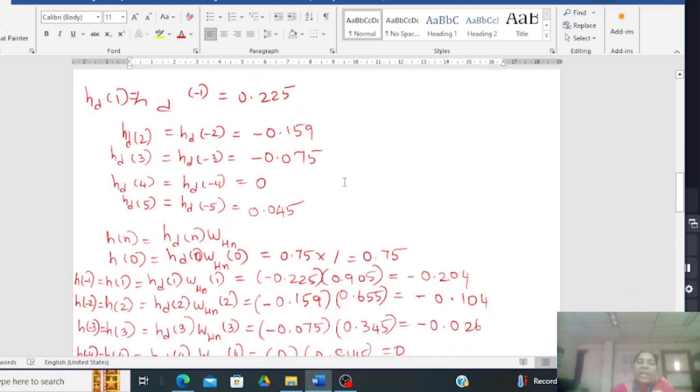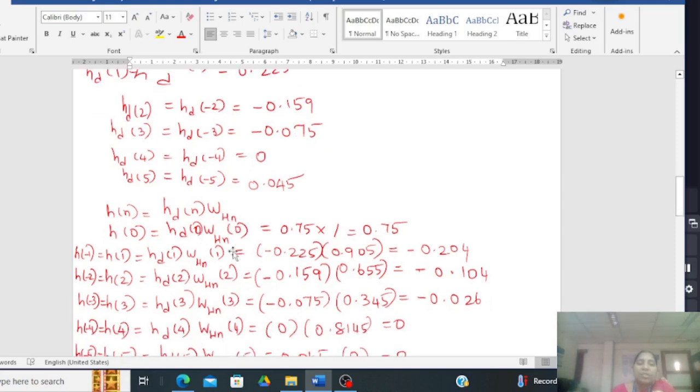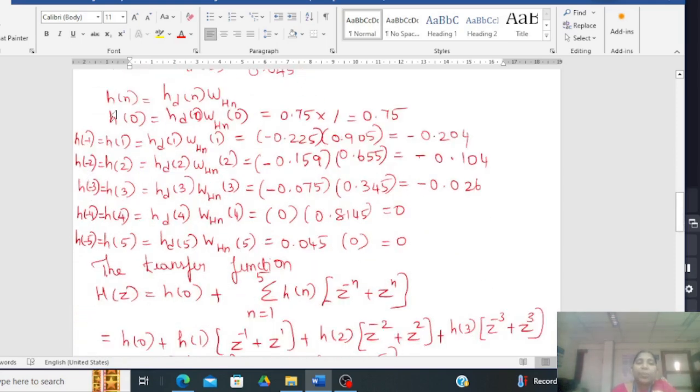So next we have to multiply the inverse Fourier transform expression with the windowing function. So after multiplication, we will be getting the h of 0 as 0.75, h of 1 as minus 0.204, h of 2 as minus 0.104, h of 3 minus 0.026, h of 4 is 0 and h of 5 is 0.